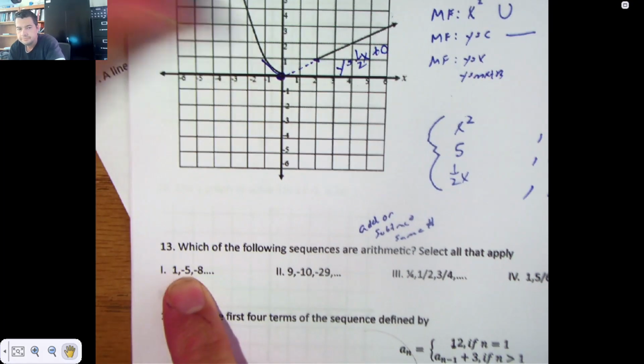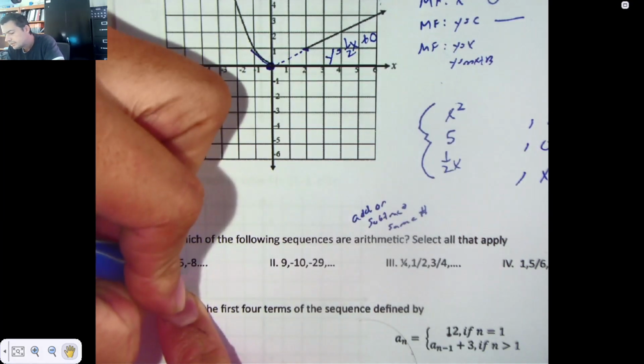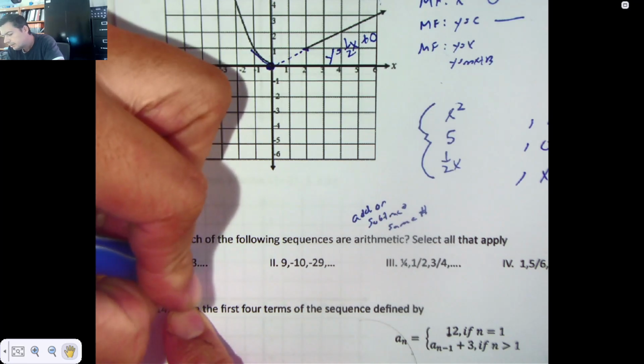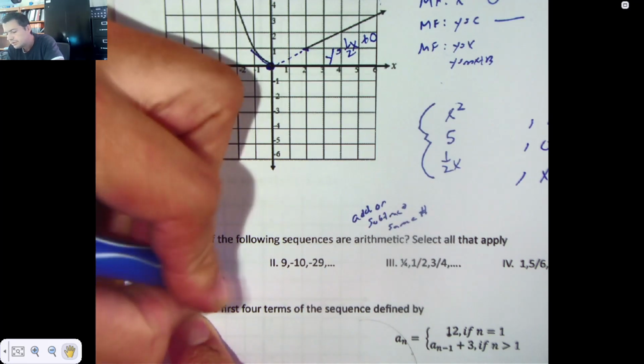What's up with this one? Looks like we're losing 6, and then we lose 3. So no, it's not arithmetic.